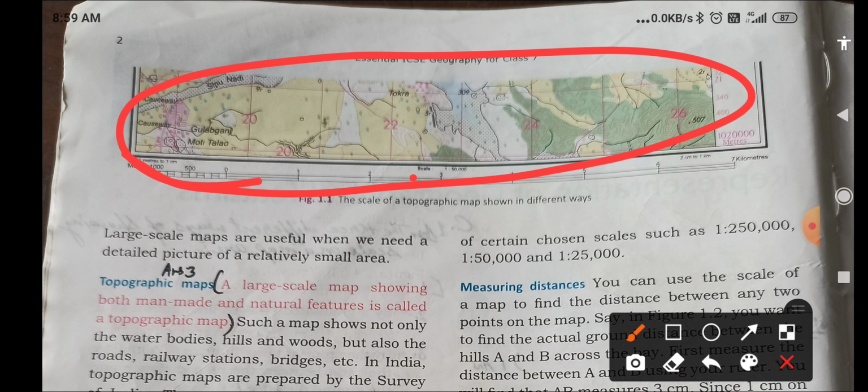Next is measuring distance. How can you measure the distance? This one we will discuss in the next video, how you can measure the distances.